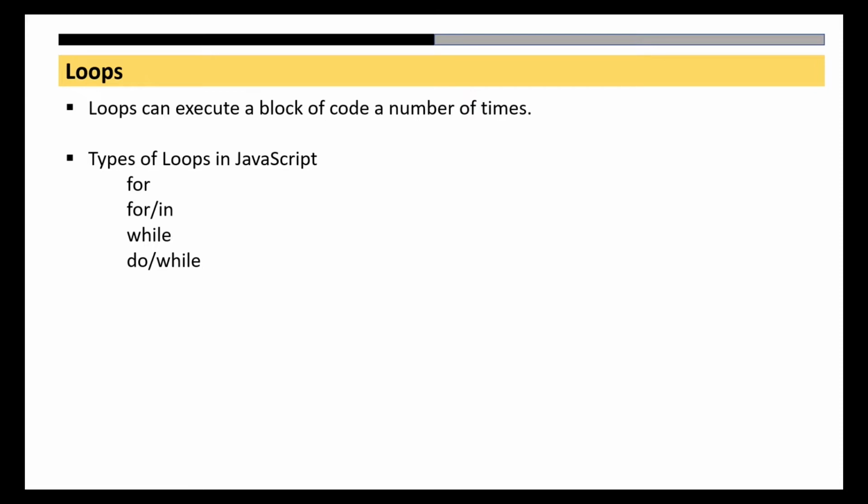So there are multiple loops to do so. Let's say for, for in, while, do while, for of. So we have so many loops. For in and for of were introduced in ES6. So today we are going to see for, while, and do while in JavaScript. So let's go to Visual Studio Code.